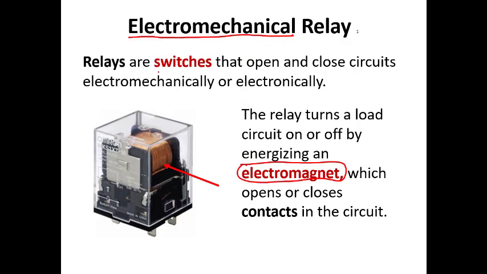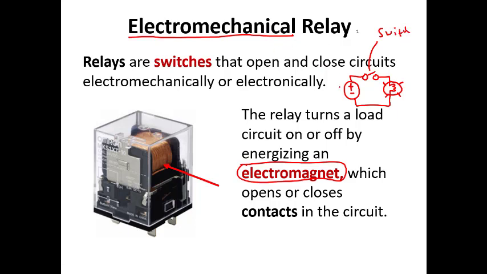In order for it to be a relay, it needs to operate as a switch that is turned on by another circuit. So in short, relays are switches that open and close circuits electromechanically or electronically. A lot of times what we would talk about is switches before we talk about relays. And so if I have a switch here that I'm using to turn on a light bulb, this would be a switch.